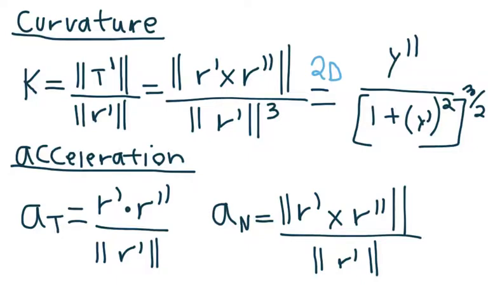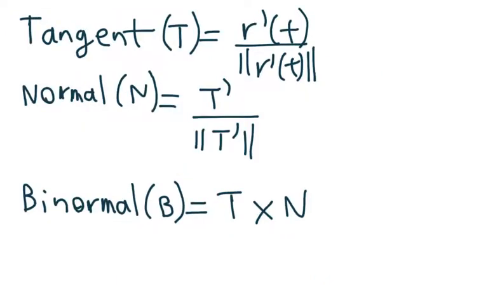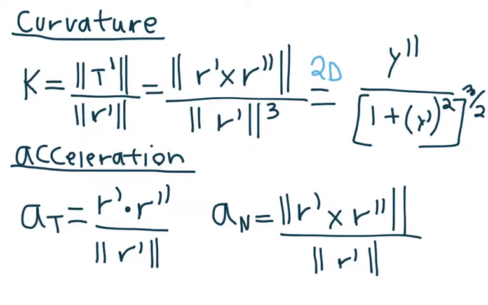And to find the curvature, you need to know how to find the tangent. The tangent, as we said before, is r prime t over the magnitude of r prime t. If we take the magnitude of the derivative of the tangent and divide it by the magnitude of r prime t, we get the curvature. It could also be found by taking the magnitude of the derivative of r t crossed with the second derivative of r t, divided by the magnitude of the first derivative of r t cubed.